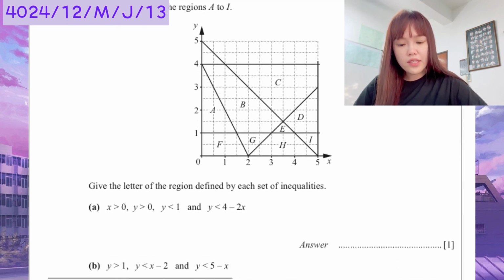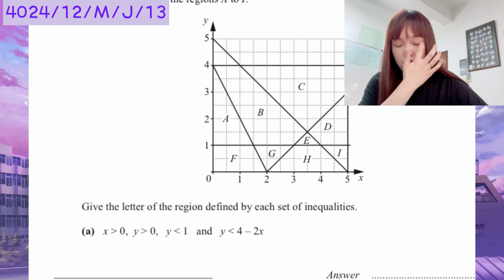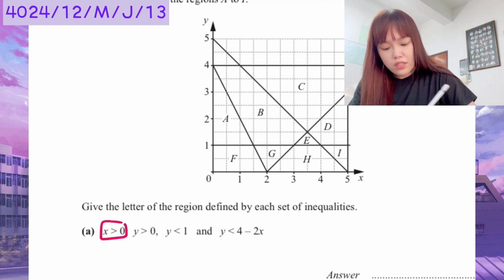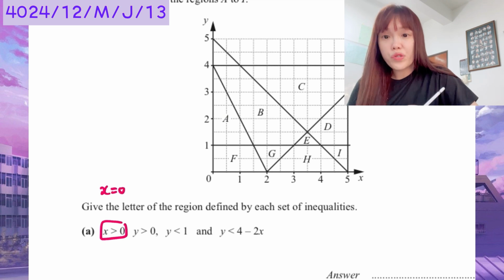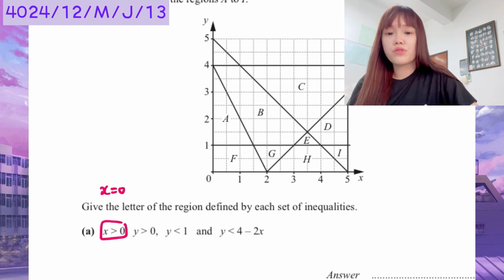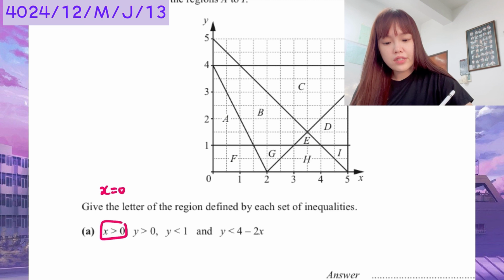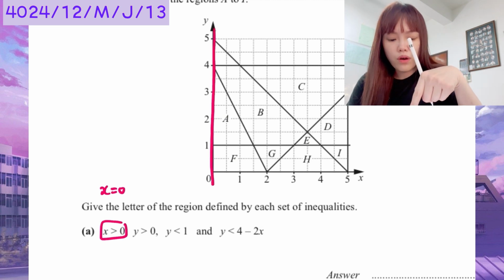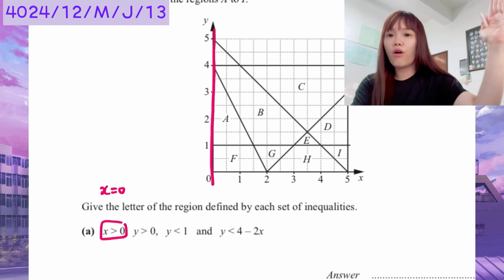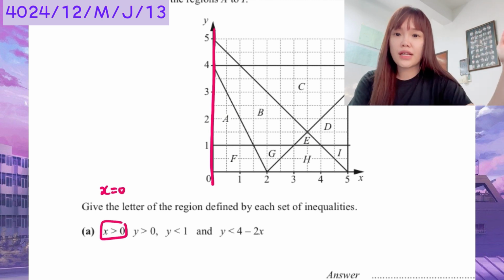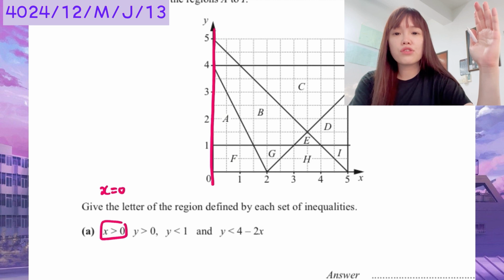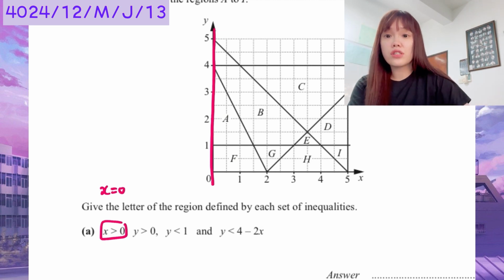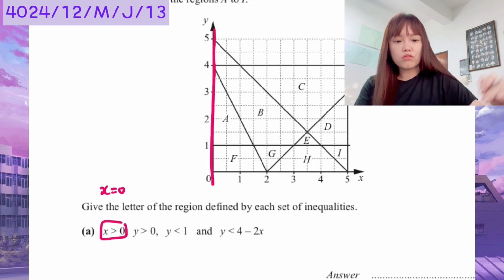We have inequalities here. So this x larger than 0 comes from x equals 0. You need to know where x equals 0 is. X equals 0 is this line. If that is x equals 0, x larger than 0 will be all to the right side, and x smaller than 0 is all to the left side. So it's stated here x larger than 0, which means all to the right side.